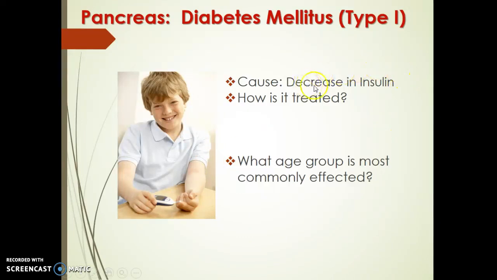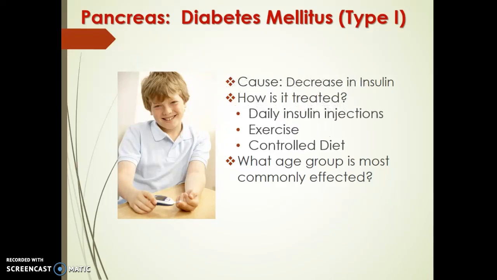The cause of it is that usually the pancreas does not have enough insulin or secrete enough insulin in order to regulate the blood sugar in the blood. So typically, how it's treated is that unfortunately they have to check their sugar every day, 3 or 4 times a day. They also have to do daily insulin injections, sometimes 3 or 4 times a day. They have to really watch their exercise, and they really have to control their diet as to how many carbs and sugars they typically eat in a day. Like we talked about, the age group most commonly affected by diabetes type 1, your juvenile diabetes, is definitely going to be children and young adults.